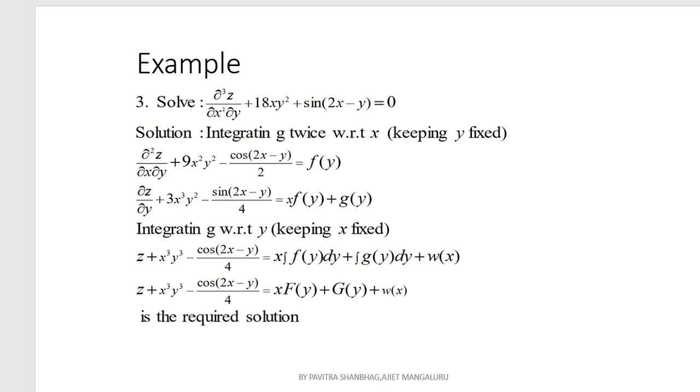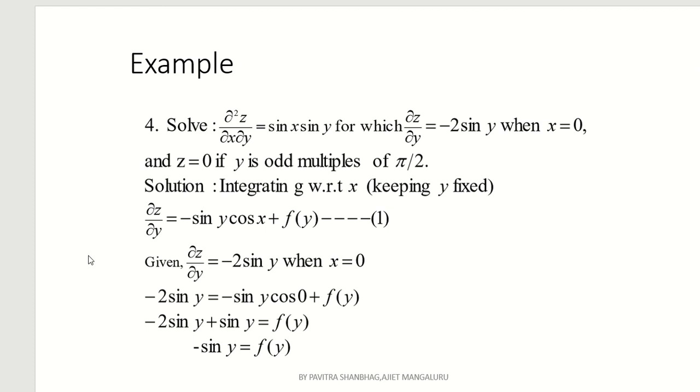Now let us move to the next example. What is given here? Dou square z by dou x dou y equal to sin x sin y, for which dou z by dou y equal to minus 2 sin y when x equal to 0, and z equal to 0 if y is an odd multiple of pi by 2. Here the procedure is same, we need to find z, but whatever constant of integration we get, we have to find its value by applying these conditions.